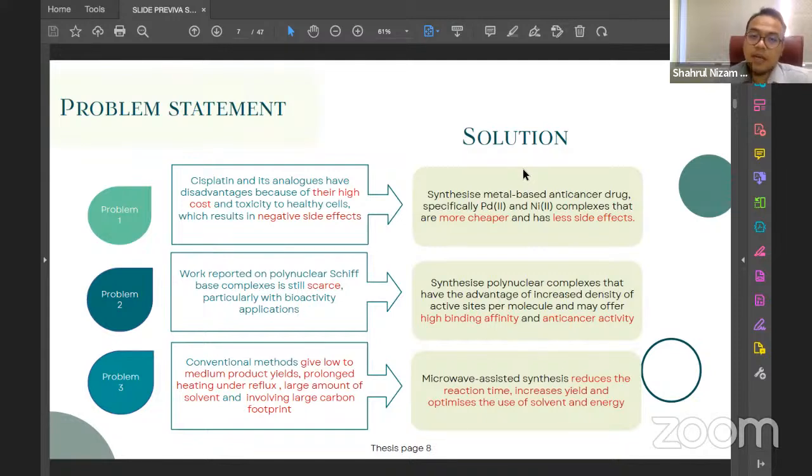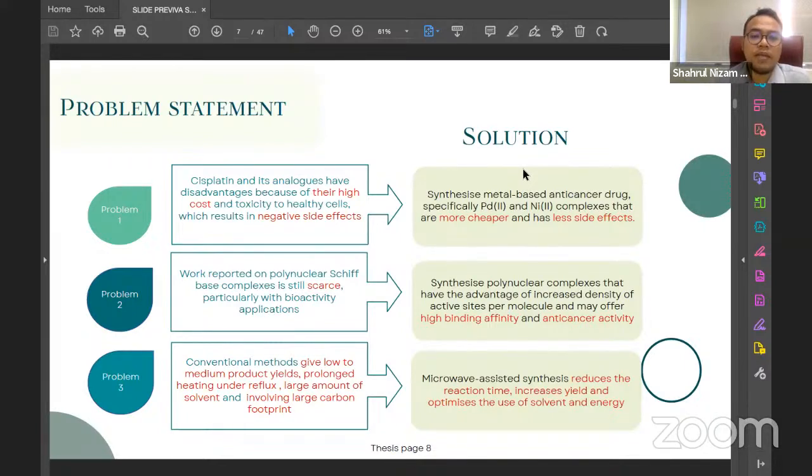But yet, they come with negative side effects, which is something that we don't want to have in our compounds. So that's why we try to synthesize new metal-based complexes, hoping that it will not bring the same side effects. And it is definitely cheaper because cisplatin is made up of platinum. Platinum is very expensive, and we're trying to use the same group. Palladium and nickel come from the same group as platinum, but they are cheaper.